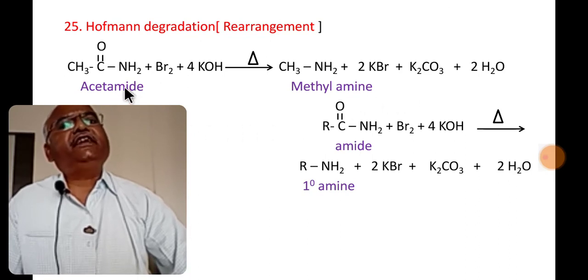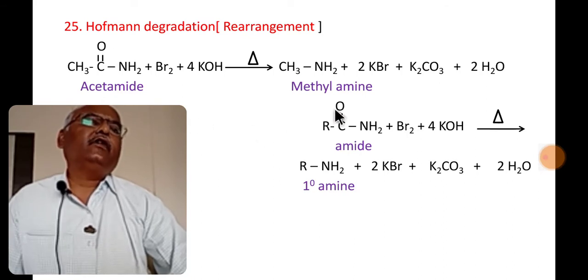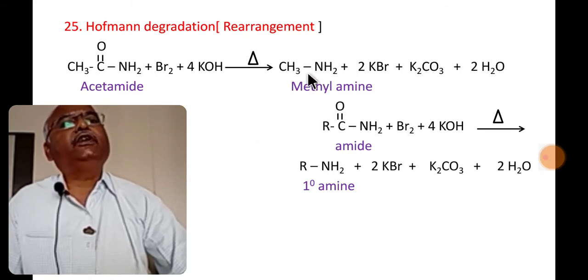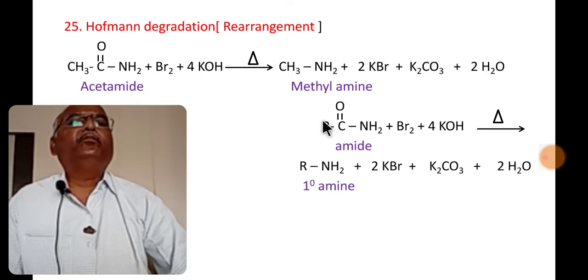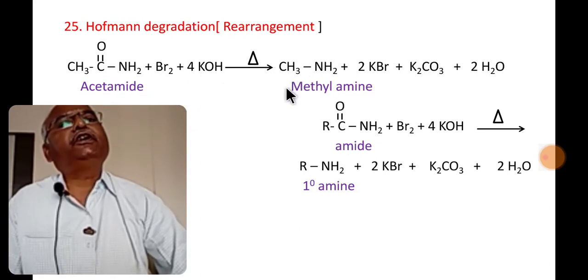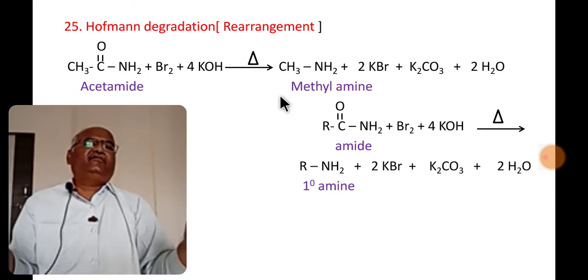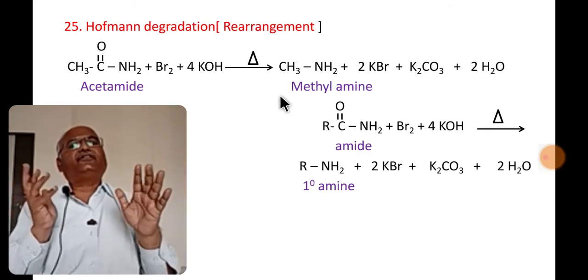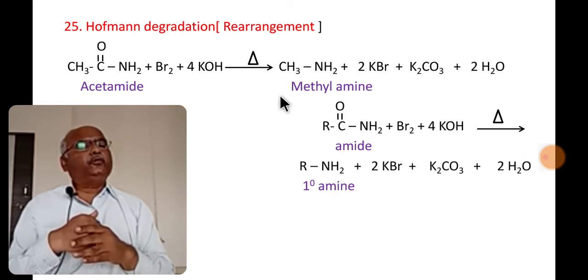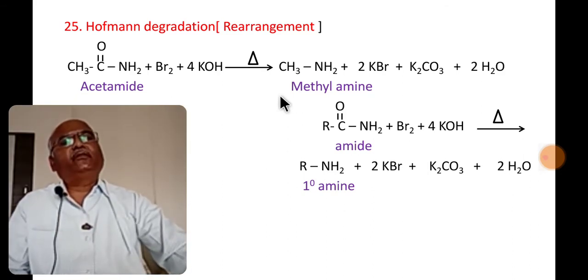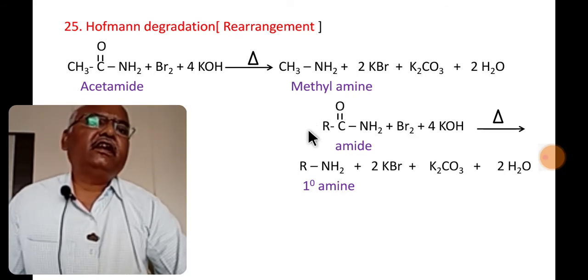So in this reaction, acetamide contains 2 carbon while methylamine contains only 1 carbon. This is a step down reaction. When we want to reduce a carbon atom in the reaction, then this reaction is useful. The reaction is explained by taking a general example.